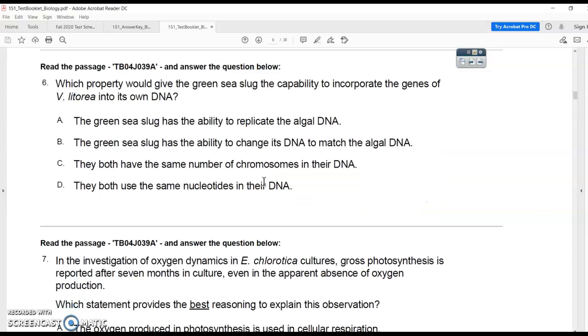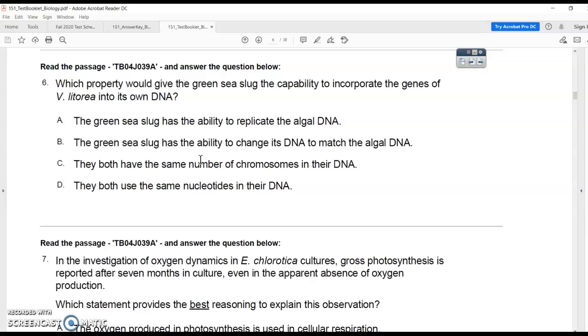Number 6, which property would give the green sea slug the capability to incorporate the genes of the algae into its own DNA? So we are talking about DNA here. We're not talking about photosynthesis or respiration. And so remember, no matter the living organism, no matter the species, all species, if they have DNA, have what's called the universal genetic code. And so that's that central dogma of DNA to RNA to protein.